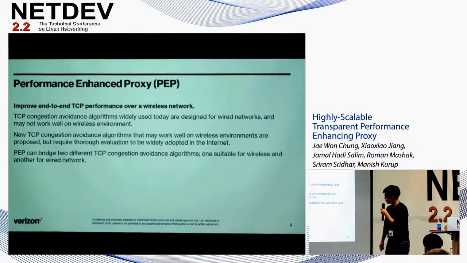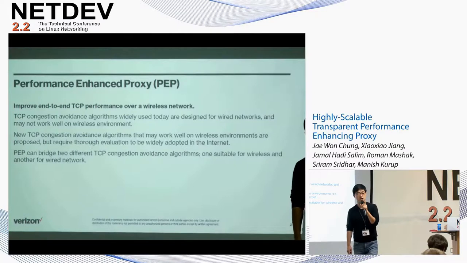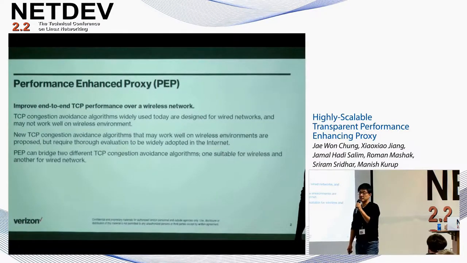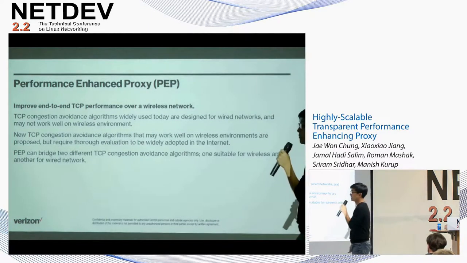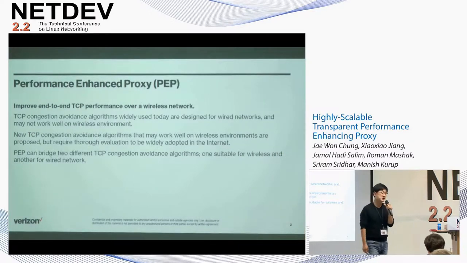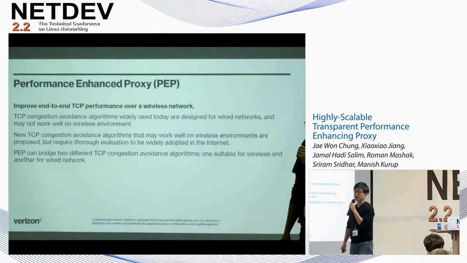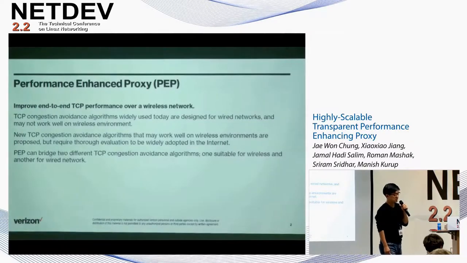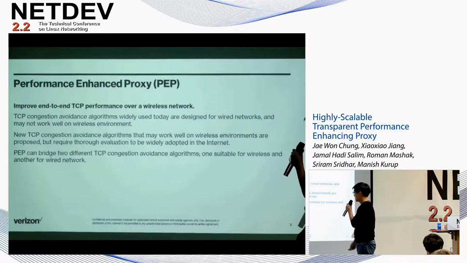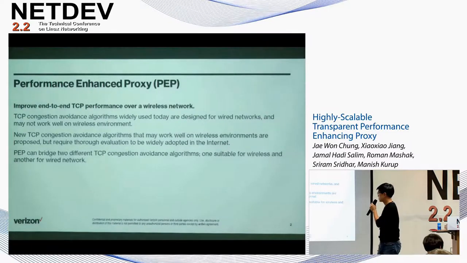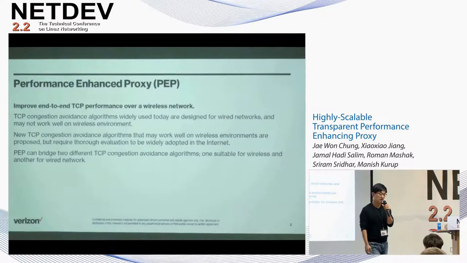However, it's probably going to take some time for these new algorithms to be adopted widely in the internet. But as a wireless service provider, we might not want to wait for that time, but do little things to improve the TCP performance on the wireless. So how can we do that? There is potential to use a layer 4 performance enhancing proxy to bridge the two different congestion avoidance algorithms. And that would be a fairly good solution for us.